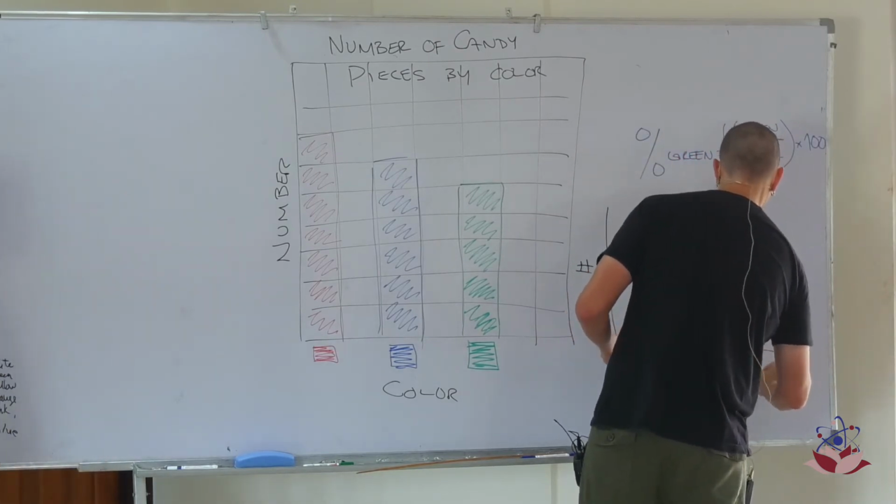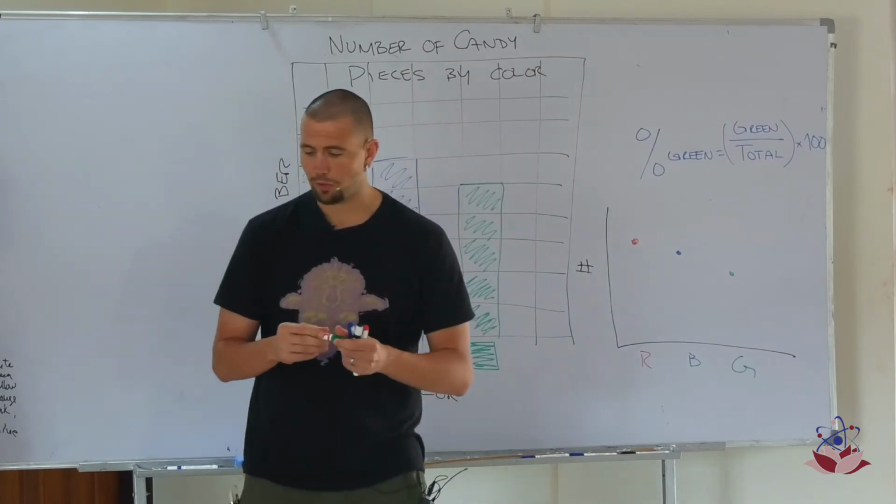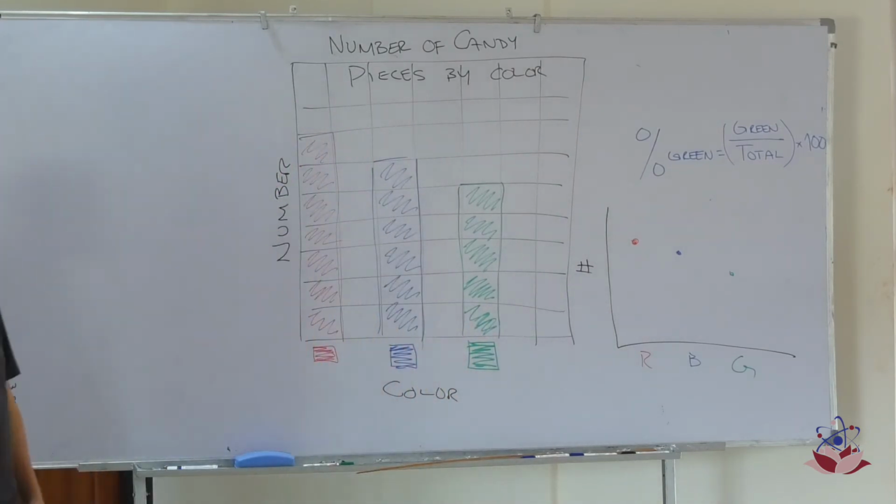Another way that we can present the data is sort of as a series of dots, and usually we'll refer to this as like a histogram.